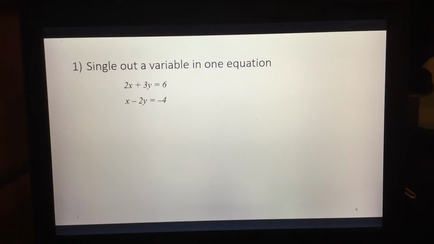So we look at these two equations and pick a variable to single out. I'm going to pick this x because its coefficient is already 1. So to single it out, I need to move the minus 2y to the right-hand side. So I add 2y to both sides. And then I get x equals 2y minus 4. We just finished the first step. So what's the second step? It starts with a U.